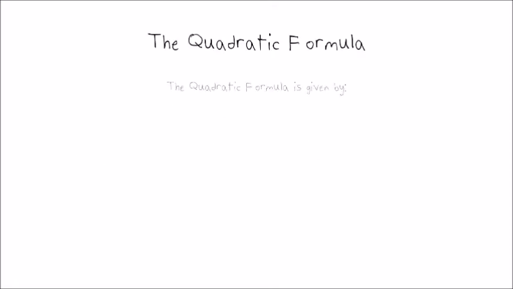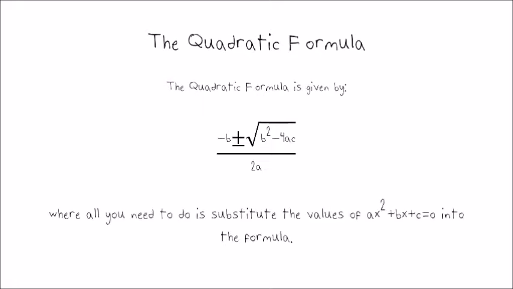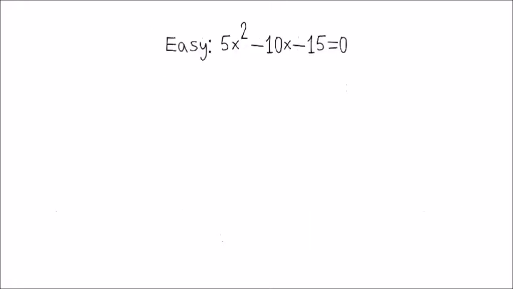The quadratic formula is given by negative b plus minus square root of b squared minus 4ac all over 2a, where all you need to do is substitute the values of ax squared plus bx plus c equals 0 into the formula.